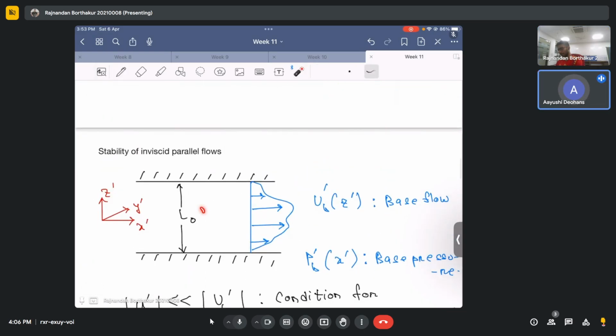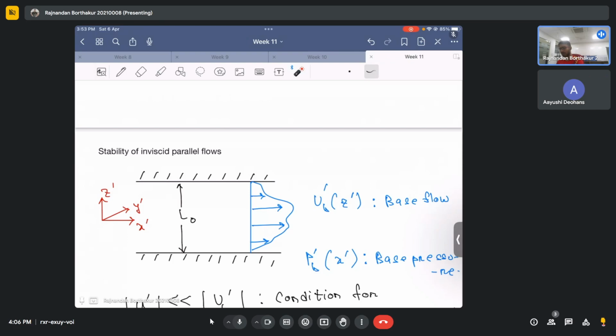Yeah, diameter of pipe. Yeah, exactly. Or if it's a channel, it's the height of the channel. Do we have a characteristic velocity scale here? We can take U average, or U max, exactly, the centerline velocity, yes, exactly.